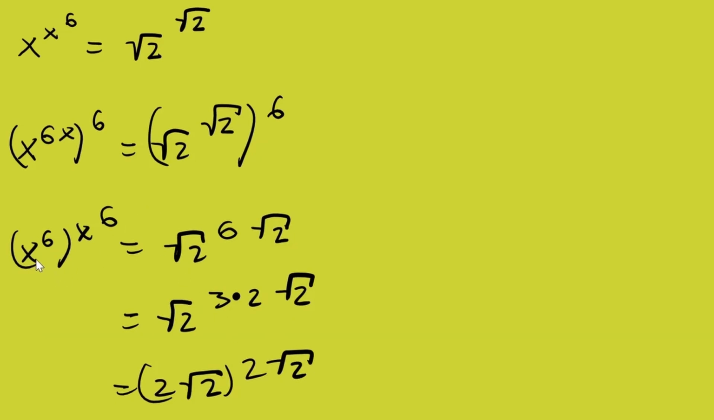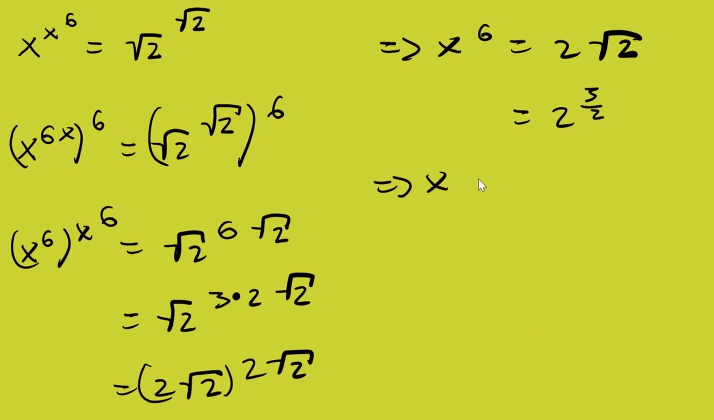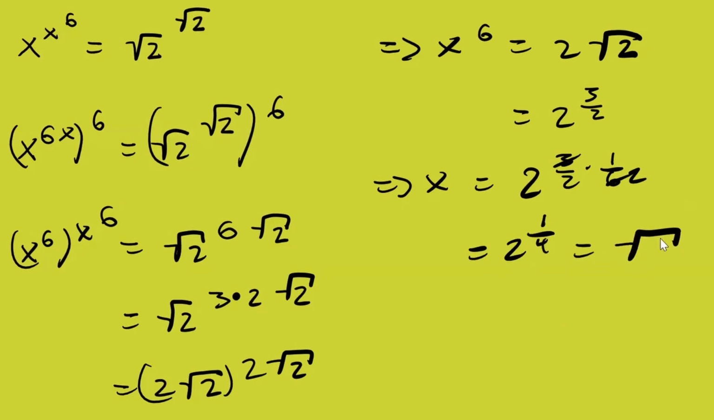And now you see that we have something to the power of something equals something to the power of something. Therefore, we can write down that x to the power of 6 equals 2 times square root of 2. And this is also 2 to the power of 3 halves. Therefore, the real solution equals 2 to the power of 3 halves to the power of 1 over 6. And we can simplify here, and we get 2 to the power of 1 over 4. And we can write it down like this.